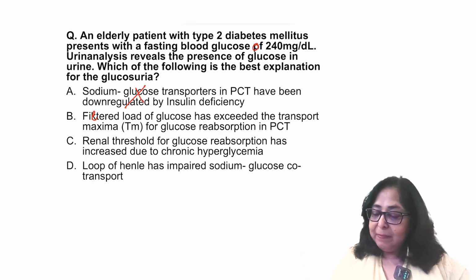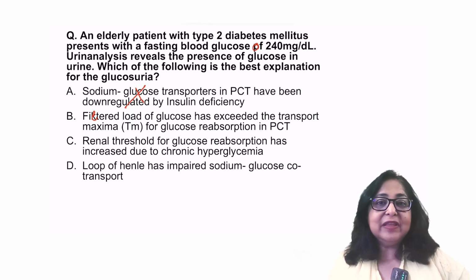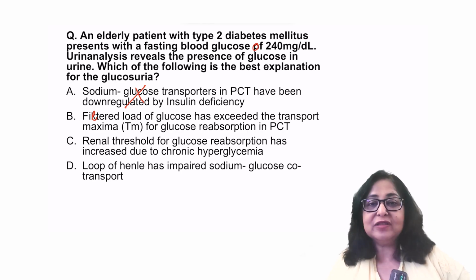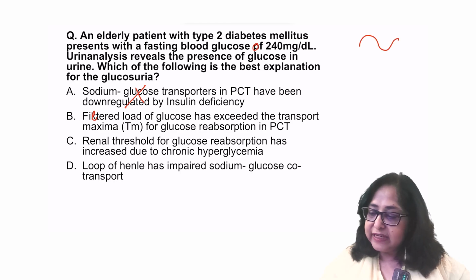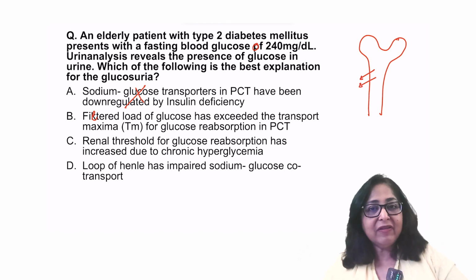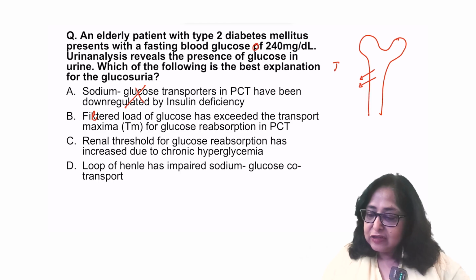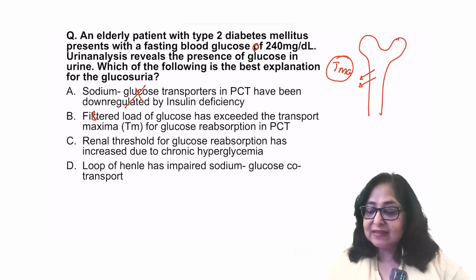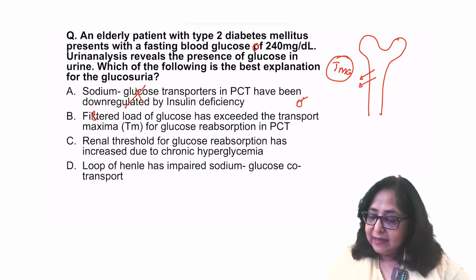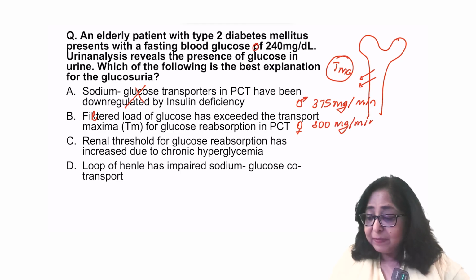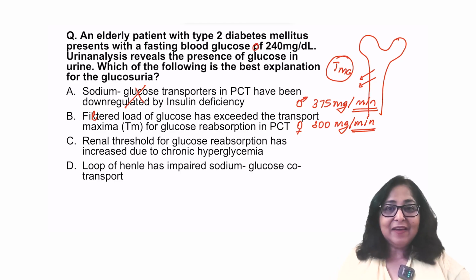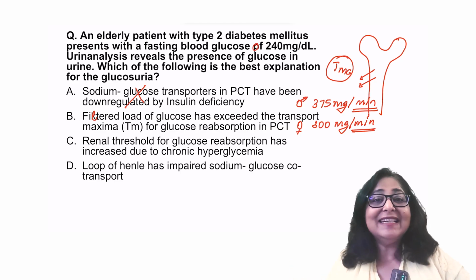PCT? Now remember, the glucose absorption in the PCT is with the help of sodium glucose cotransport, which is a protein. And whenever there is a protein which is involved, there will be a transport maxima because carrier proteins tend to get saturated. So there is a transport maxima which is involved. There is something called TMG, transport maxima for glucose. How much is that? In males, this is 375 milligrams per minute, and in females, this is 300 milligrams per minute. Please remember, this is a per minute value. That is because it is a rate.